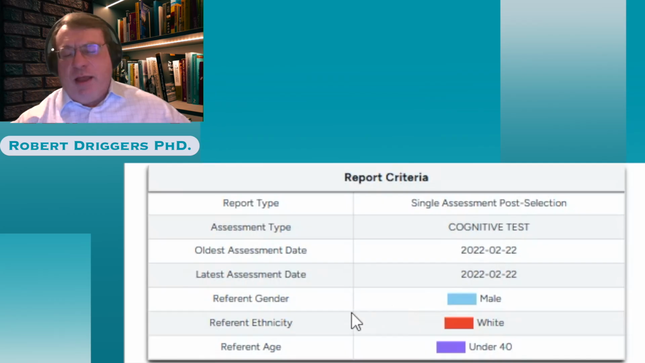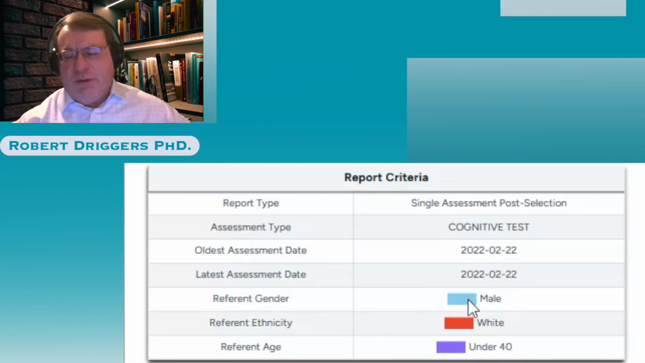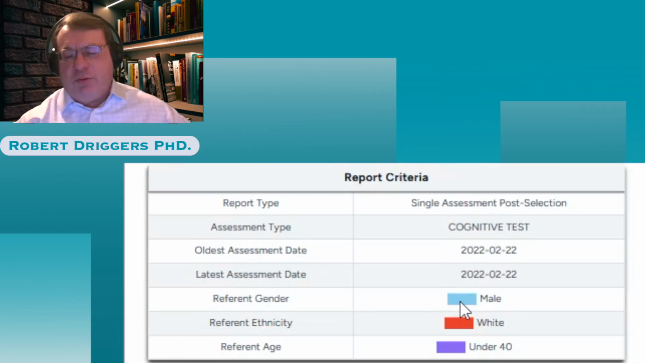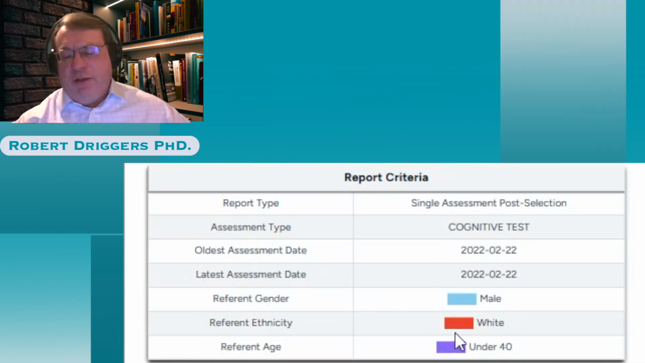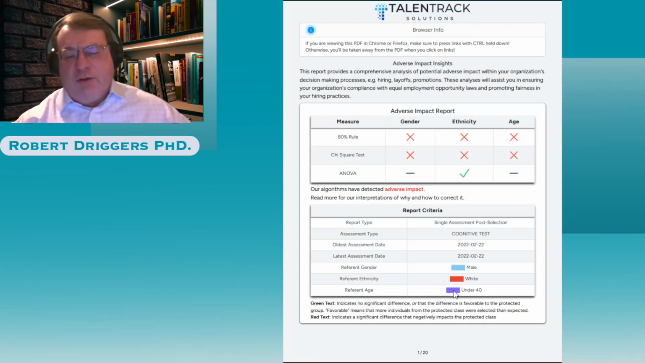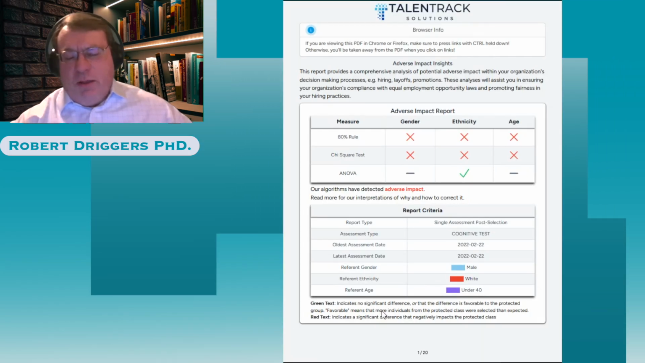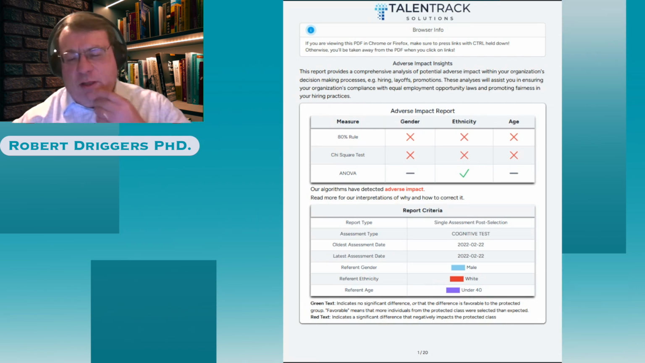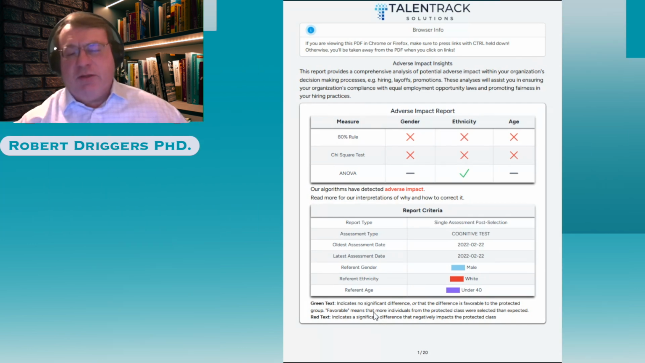And since we're measuring adverse impact, it's impact with protected groups against those that are unprotected groups. So the referent groups or the unprotected groups in this report are male, ethnicity white, and referent age under 40. As you'll see as we go into the report, you'll see green text and red text. It'll be important that you understand what that means, and I'll go into more detail as we come to it.